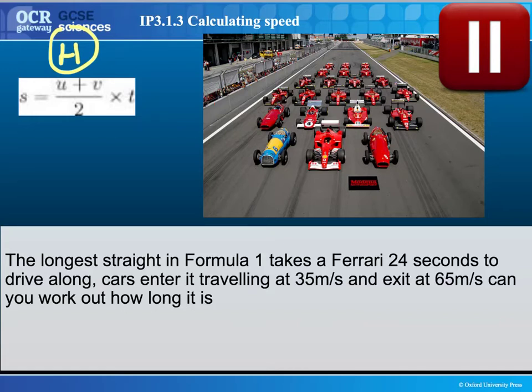So this is a Formula 1 car. It takes this Ferrari 24 seconds to travel the distance. It starts travelling at 35 meters per second. It ends the straight at 65 meters per second. How long is the straight? First thing to do is to work out the average speed. So you need to do 35 plus 65 divided by 2, which equals 50 meters per second.